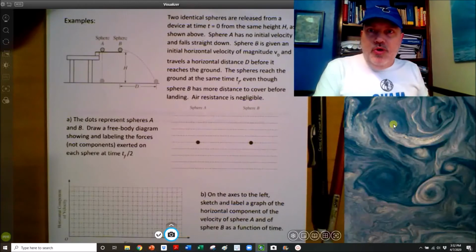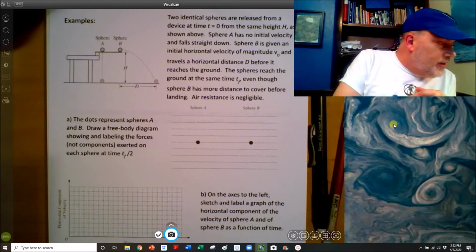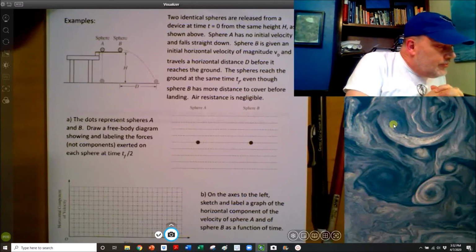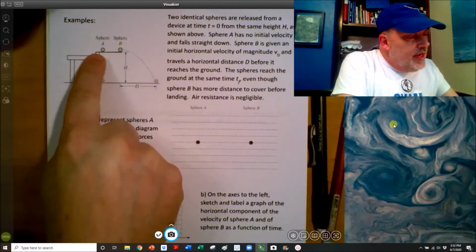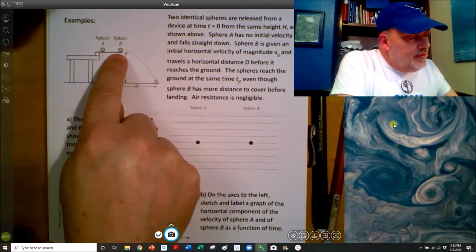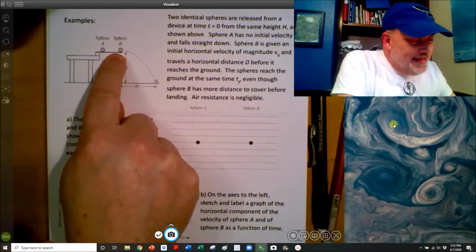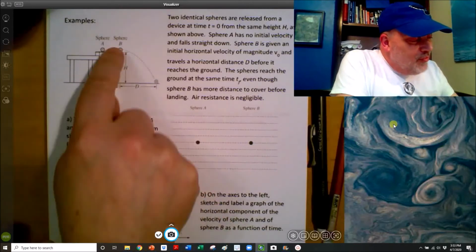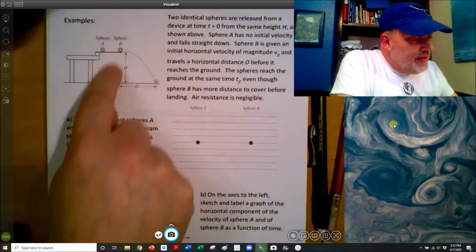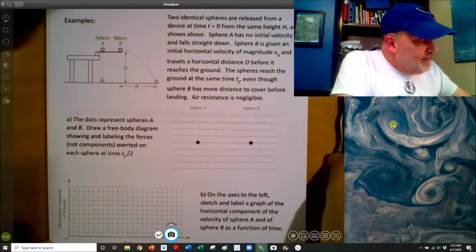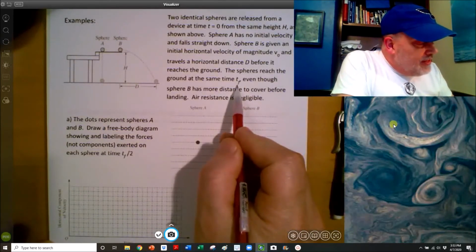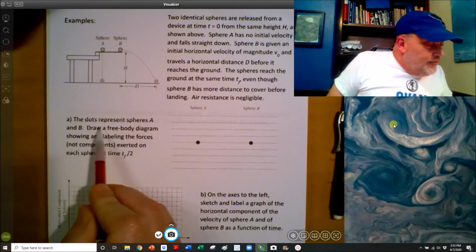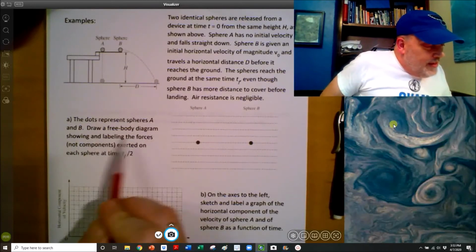Time for our last problem. We have two identical spheres that are released from a device at time equals 0. It drops sphere A straight down, and sphere B gets launched to the side. It lands a distance d away from where it started horizontally, and they both fall a distance h, and they both hit the ground at a time tf. All right, first question. The dots represent the spheres. Draw a free body diagram for each one.